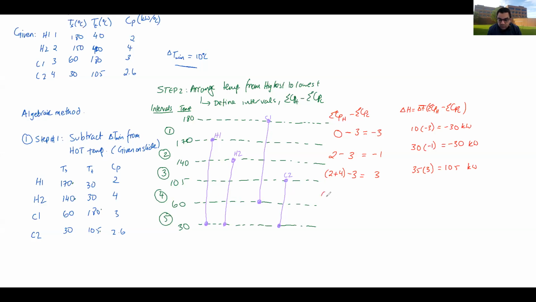Good. And then my fourth interval, summation of CP hot, I have H1 and H2. So in this case, I have 2 plus 4 minus summation of CP cold. I have both of them as well, 3 plus 2.6. So this is what, 6 minus 5.6. So this is 0.4. Okay, and delta H in this case is 105 minus 60. This is 45 multiplied by 0.4. So this is what, 18.